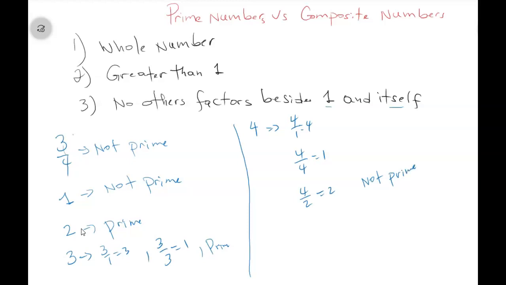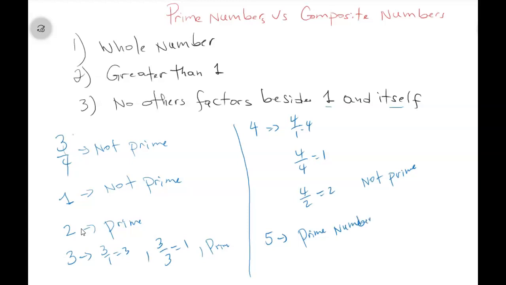So therefore, 4 is not a prime number. What about 5? Is 5 a whole number? Yes. Is 5 greater than 1? Yes. Does 5 have any other factor besides 1 and 5? Well, I know 5 divided by 1 is 5, and 5 divided by 5 is 1. Besides that, there is nothing else that you can divide 5 by to get a whole number. So no, 5 does not have any other factors besides 1 and itself. Therefore, 5 is a prime number.